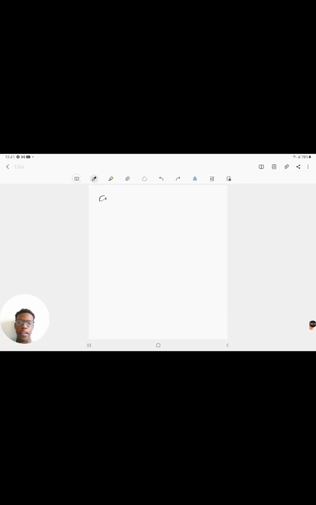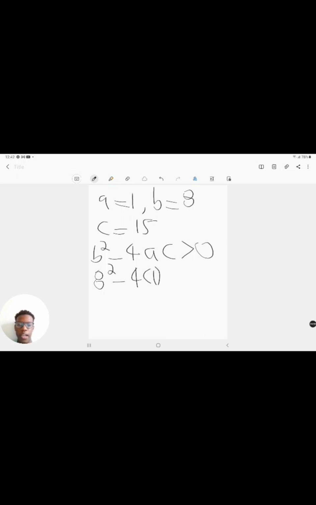So if a, for our example, is 1, b is 8, and c is 15, we've got b squared minus 4ac, which has to be greater than 0 for real and unequal roots. Let's see if this is actually the case. Okay, so what is our b? Our b is 8. So 8 squared minus 4, our a is 1 and our c is 15. Now, is this greater than 0?